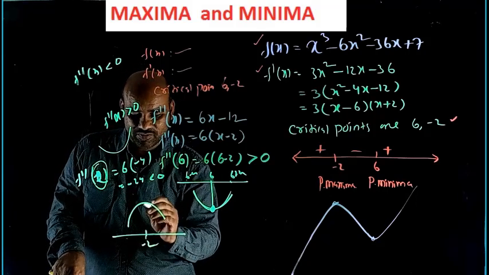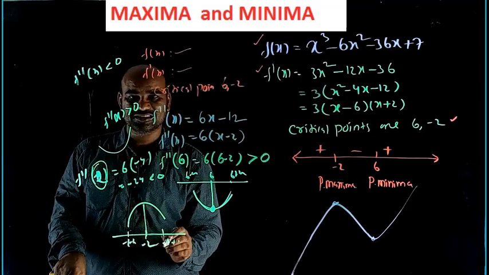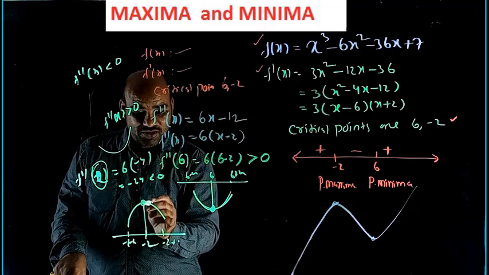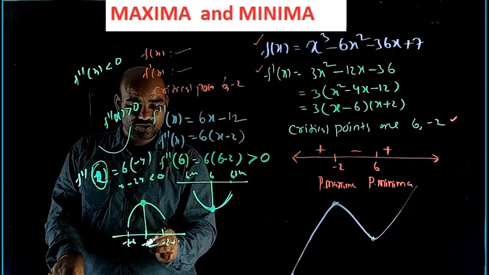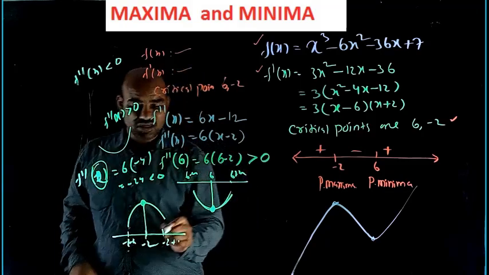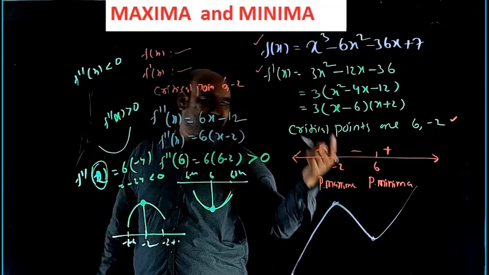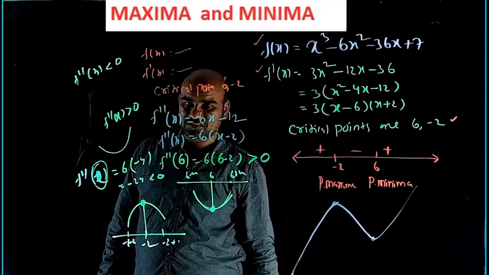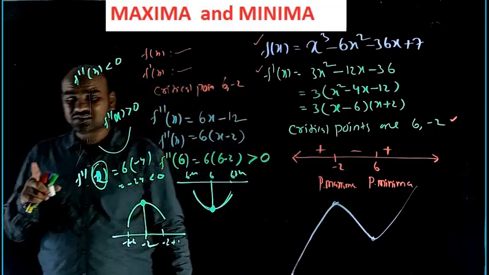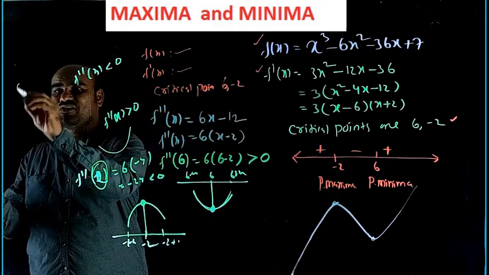This is x equal to minus 2. This is minus 2 minus h. This is minus 2 plus h. So what happened? This point becomes the point of maxima. Minus 2 becomes the point of maxima. So x equal to minus 2 becomes the point of maximum for f of x. That is what you get here. So what is the second order derivative test? See, f of x is given.